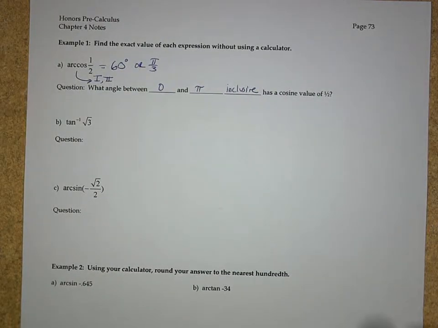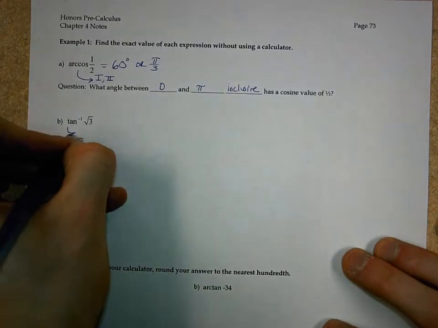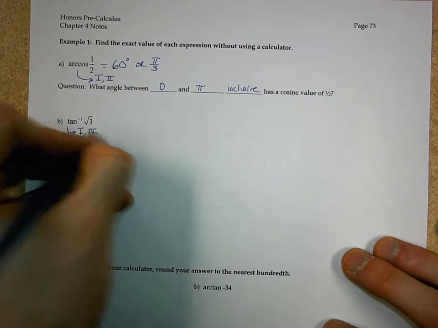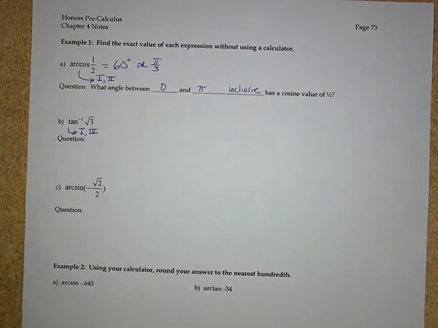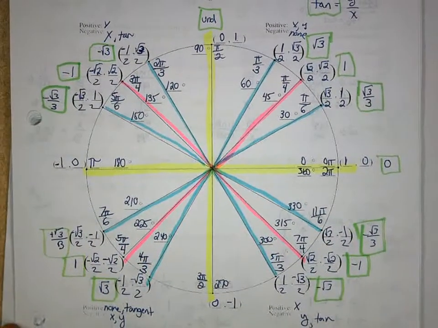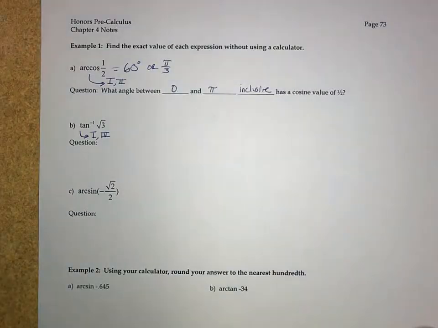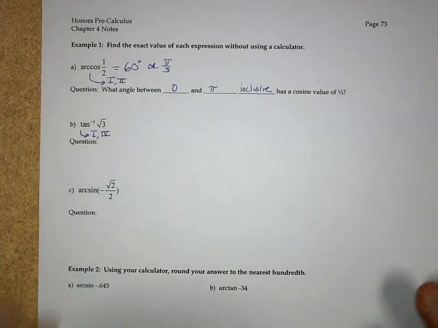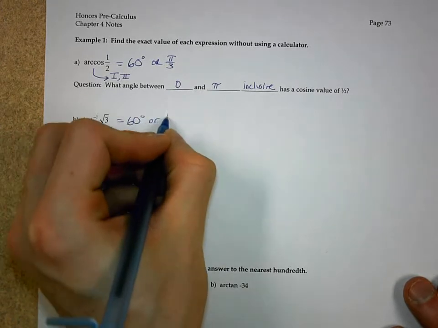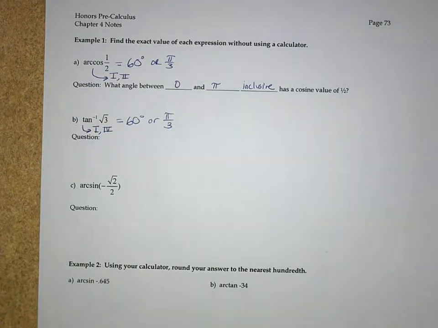Tangent inverse of square root of 3. Once again, I'm going to ask what angle between negative pi over 2 and pi over 2 has a tangent value of square root of 3. So tangent inverse is saying I'm looking at the first and the fourth quadrant. Those are the only two quadrants that tangent inverse is defined in. So if I look at tangent inverse and I go to the first quadrant, I see a square root of 3, which is what I was looking for. And that is also going to be 60 degrees or pi over 3.